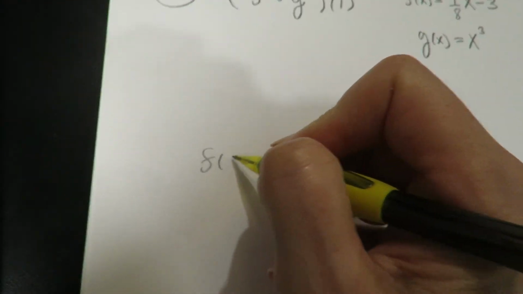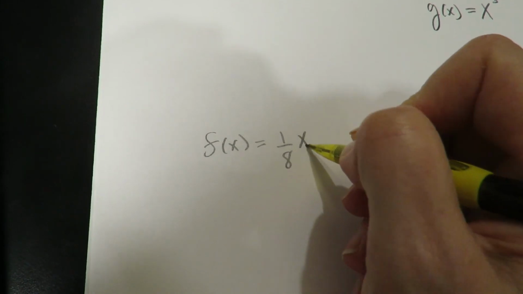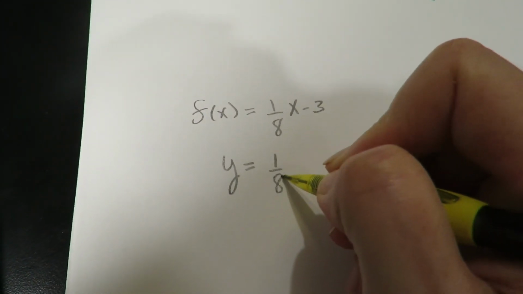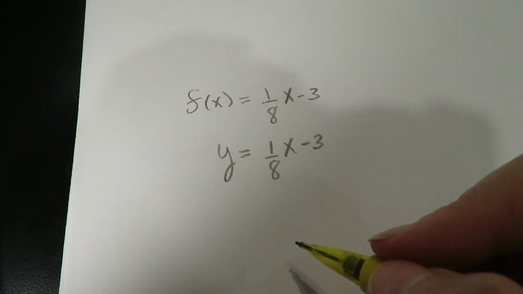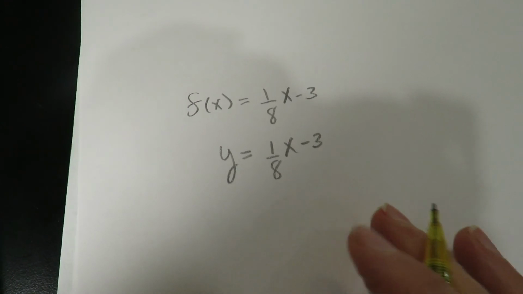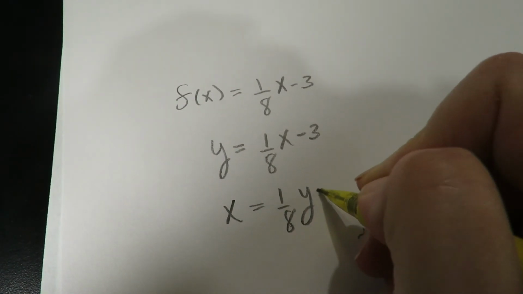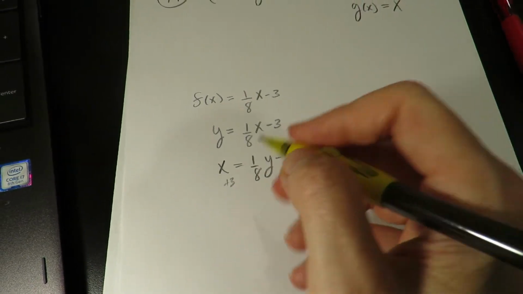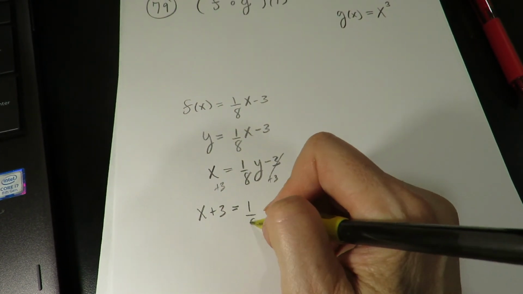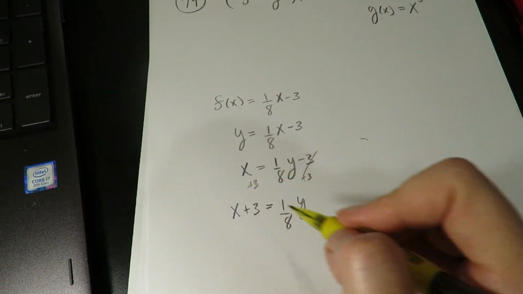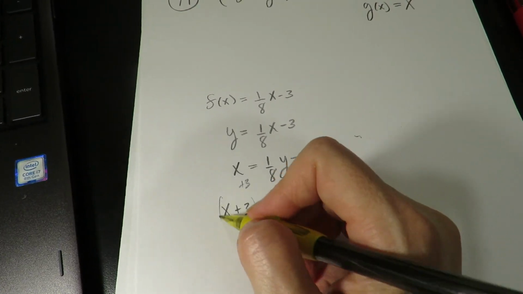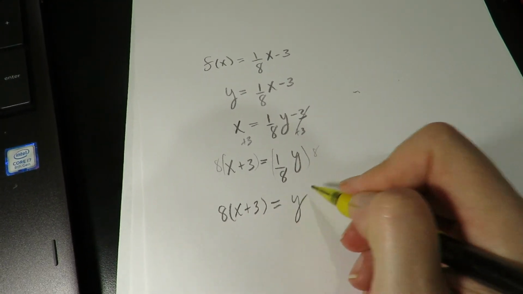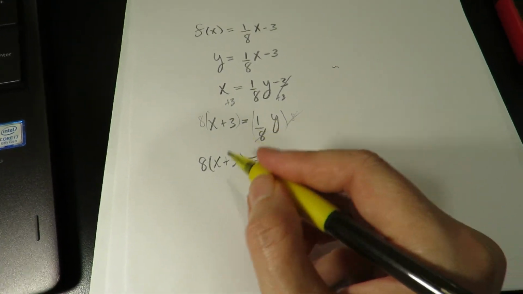Alright, let's start with f. I'll go through the process with you on how to find an inverse. I first replace f with y. Then I swap x and y. Now I have to solve for y, so I'm going to move the 3 over. Now I'm going to multiply by 8. And now I'm going to label this as the inverse of f.